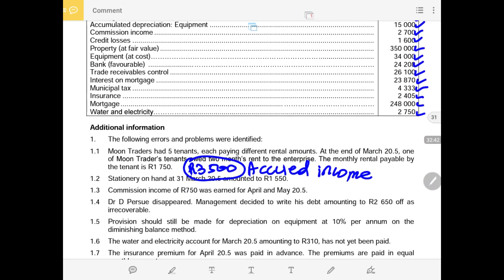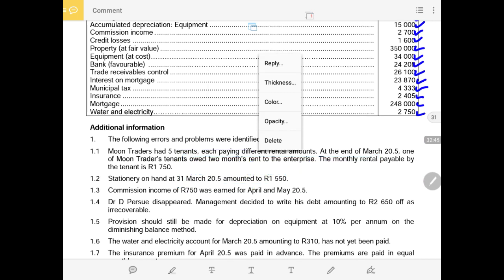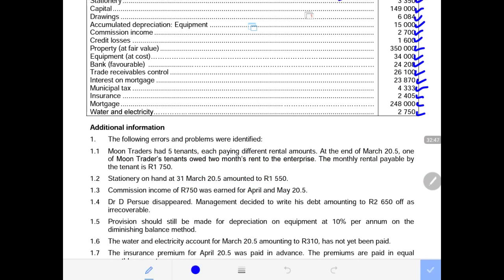Second adjustment, what does the second adjustment teach us? The second adjustment is telling us that there is stationery on hand, meaning stationery that is not yet used. Remember, companies buy pens and papers, not because they want to sell pens and papers. Maybe a company buys and sells motor vehicles, but they have pens and papers that are used for the administration of the business. We use the pen to sign the papers and the papers for administrative purposes. That is what we call stationery.